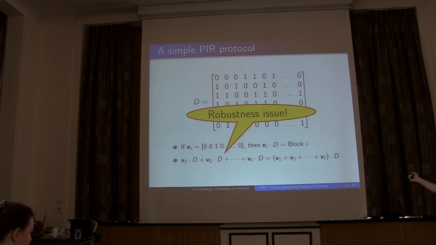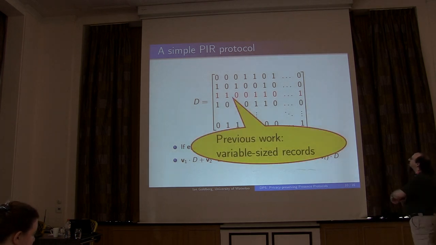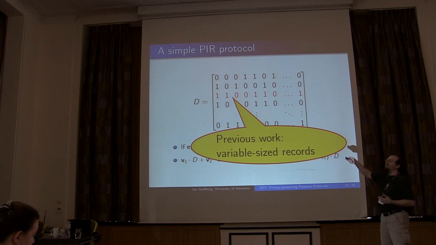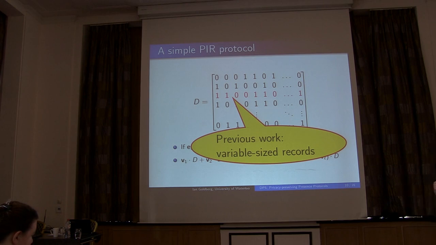There are better schemes than this that can handle bad servers. Another issue addressed in previous work is variable size records. This is a very simplistic database. It just has a bunch of records all of the same size.